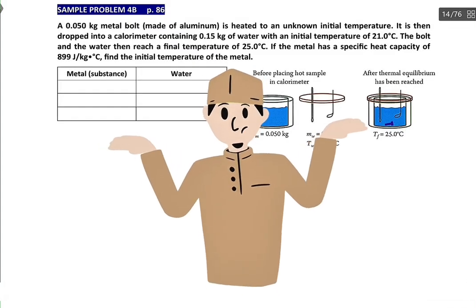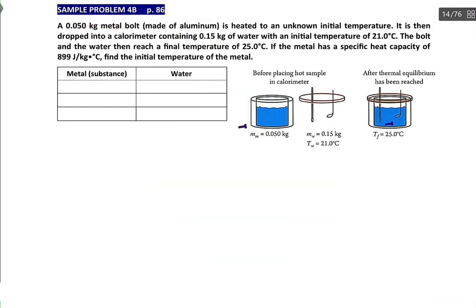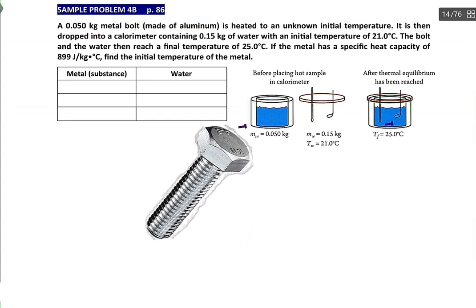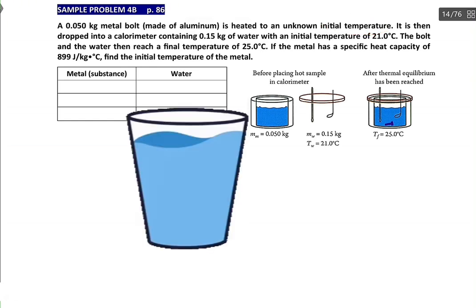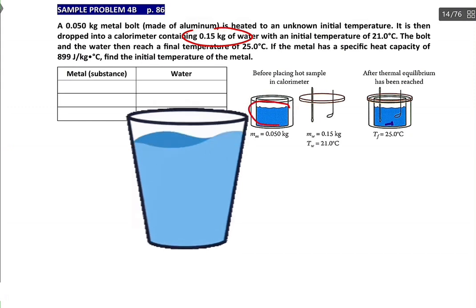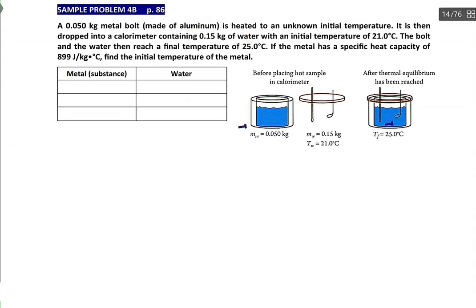How to solve sample problem 4b, page 86. Here is a problem. We have a 0.05 kilogram aluminum bolt that is heated to an unknown temperature. Then, this hot bolt is dropped into a container with 0.15 kilograms of water. The starting temperature of the water is 21 degrees Celsius.